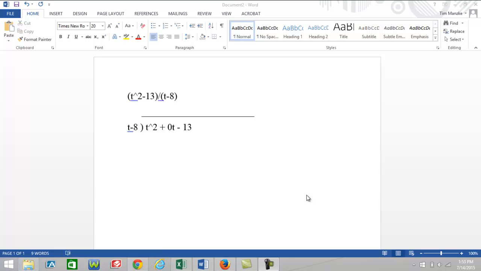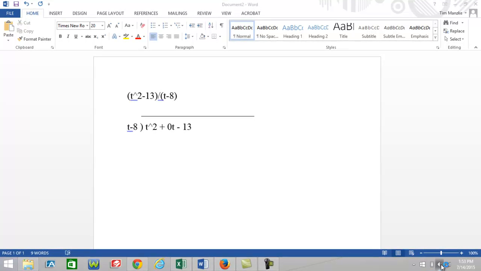I'm going to go through an example of dividing two polynomials. The polynomials that we have is t squared minus 13 divided by t minus 8. The technique we're going to use is long division. With long division, we're going to put the divisor, the denominator, on the outside, and our dividend on the inside.